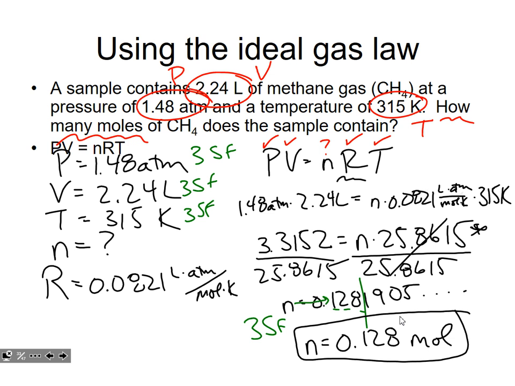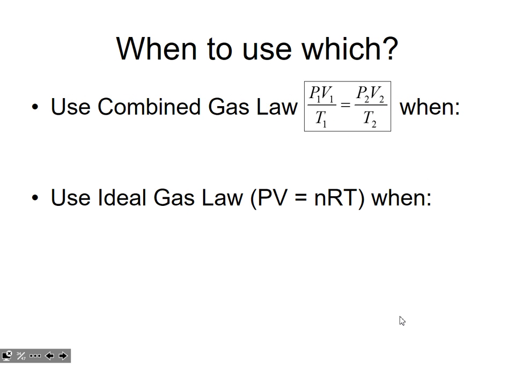Now, the thing is, we have two formulas, right? We have the combined gas law now, P1 V1 over T1 equals P2 V2 over T2, and now we have the ideal gas law, PV equals nRT. When to use which one? Because the problem isn't necessarily going to tell you, hey, you need to use PV equals nRT here.